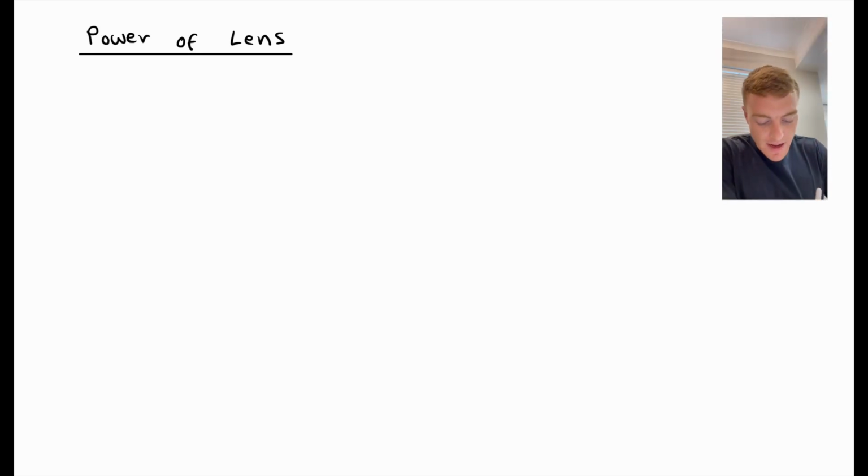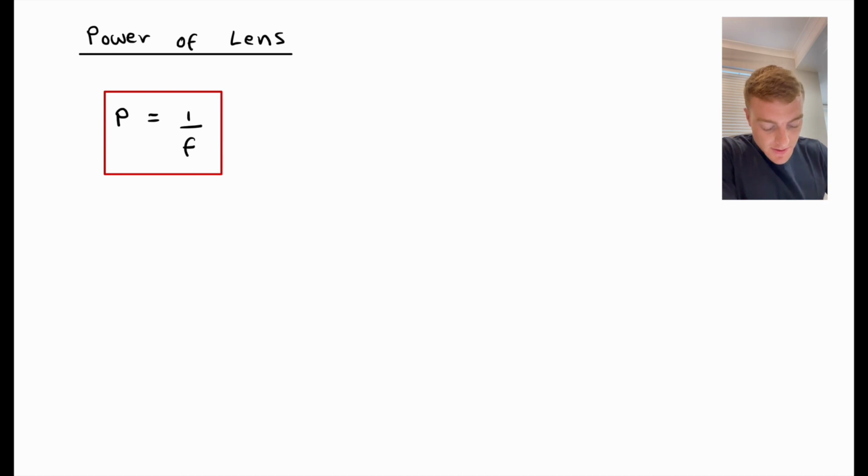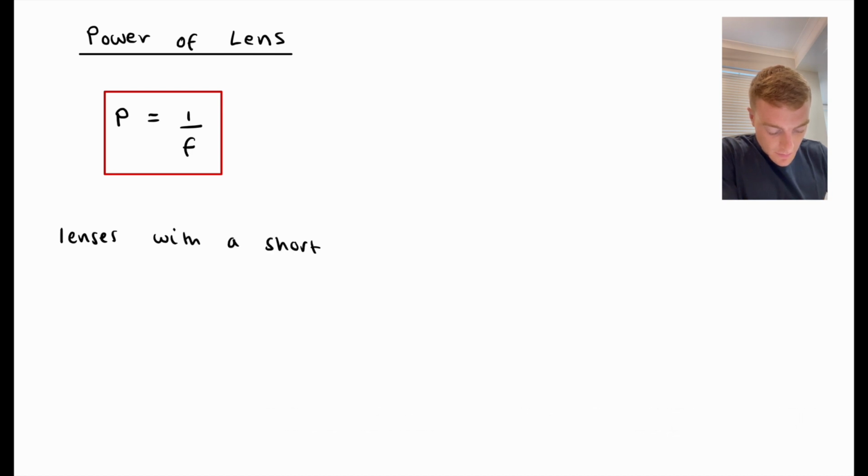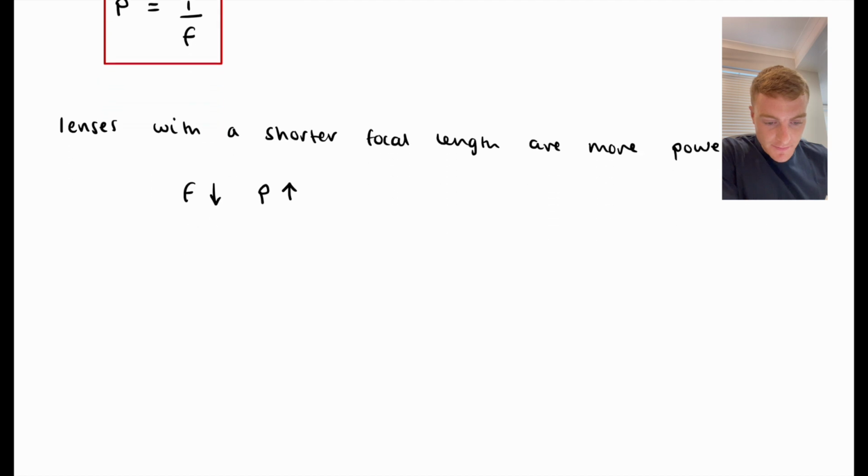Okay, so now let's look at the power of a lens. So the power is equal to 1 over the focal length. This is something I recommend remembering. So this tells us that lenses with a shorter focal length are more powerful. So in other words, as the focal length decreases, the power of the lens increases, okay?